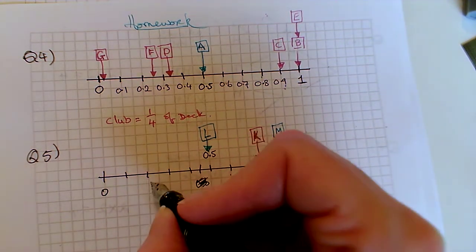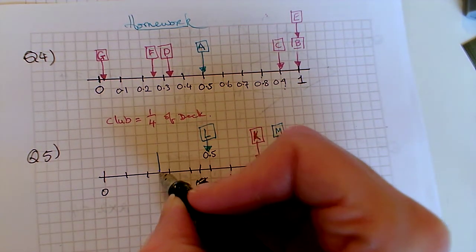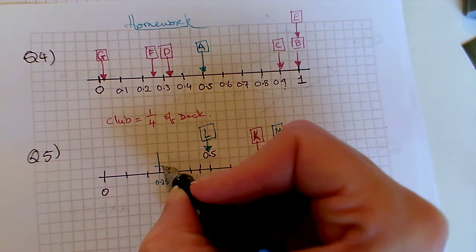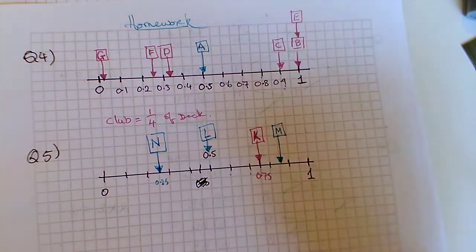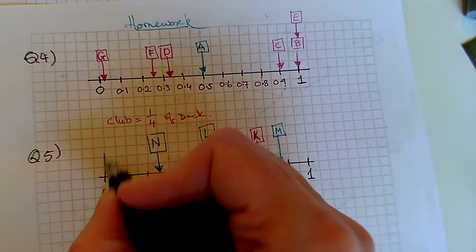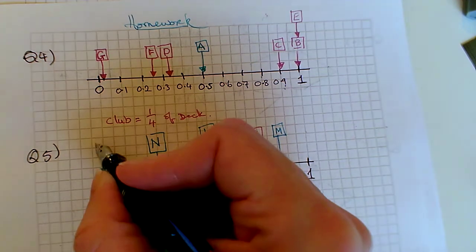0.25, 0.1, 0.2, 0.25 should be there. That's N. 0. Okay, well we have 0 filled in here. That's Q.